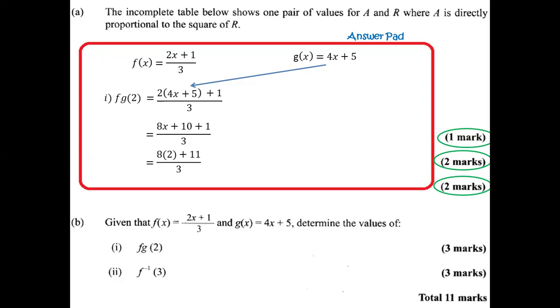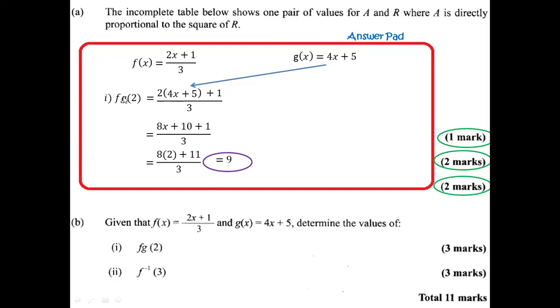And then what we're asked to do here is to put 2 into that combination function. So after you put the g into the f function and simplify, then they're asking us now to put 2 into the x place. So 2 times 8 is 16, plus 11, that's 27. And when we divide 27 by 3, 9 is our answer. So the value for fg(2) is 9.